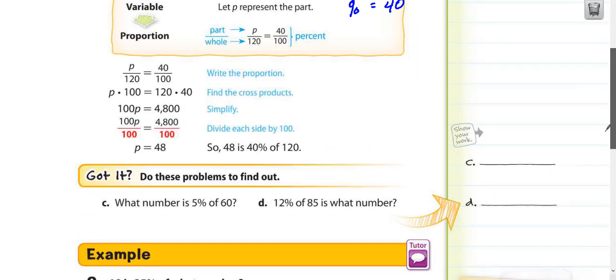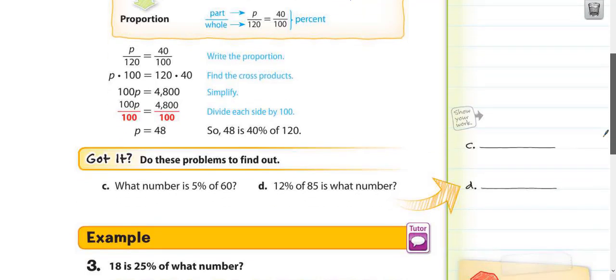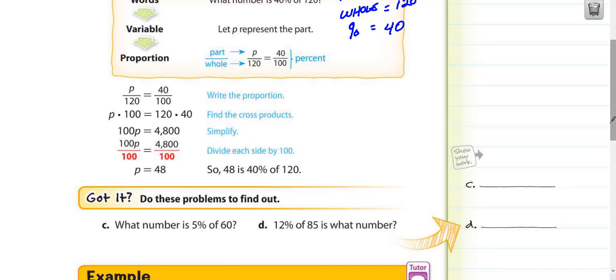All right, let's do some more practice. And again, you know what? This is something you're going to get good at by practicing it. So let's do problem C. And the first thing I'd like you to do in problem C is I'd like you to identify the part, the whole, and the percent, and then go ahead and solve problem C. Okay, I'm going to pause the video, or you're going to pause the video, I should say, while you solve problem C.